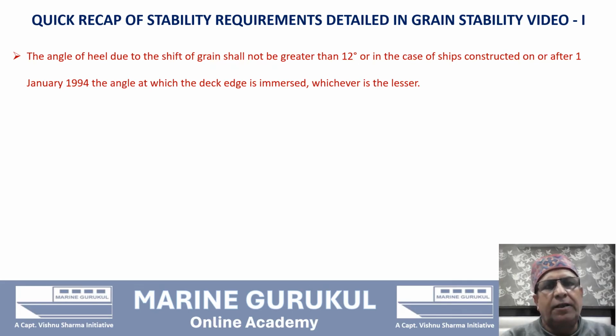The angle of heel due to the shift of grain shall not be greater than 12 degrees, or in case of ships constructed on or after 1st January 1994, the angle at which the deck edge is immersed, whichever is lesser. Obviously now, since more than 30 years have passed since this cutoff date, that is 1st January 1994, it is unlikely that now you'll be sailing on older ships. So it shall be lesser of 12 degrees or angle of deck immersion.